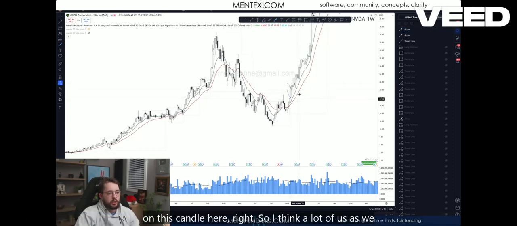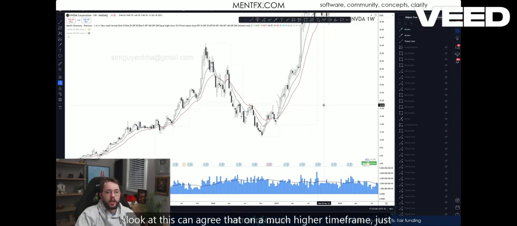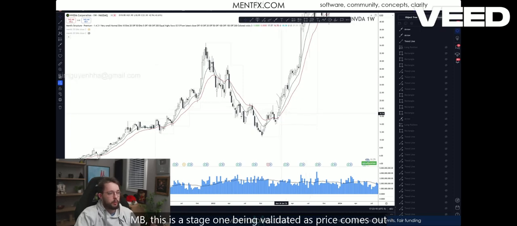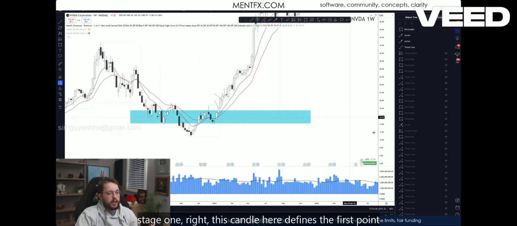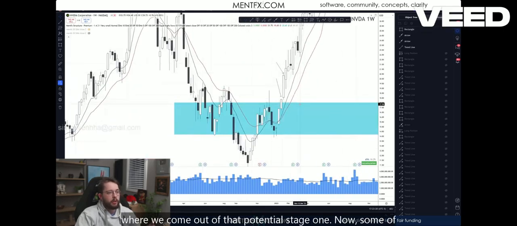So I think a lot of us, as we look at this, can agree that on a much higher time frame, just from a standpoint of where is there a potential accumulation MB, this is a stage 1 being validated as price comes out of the 10 and 20 MA, kind of comes higher out of whatever range or sideways action it was inside of, right? So again, if I just draw my best stage 1, this candle here defines the first point where we come out of that potential stage 1.